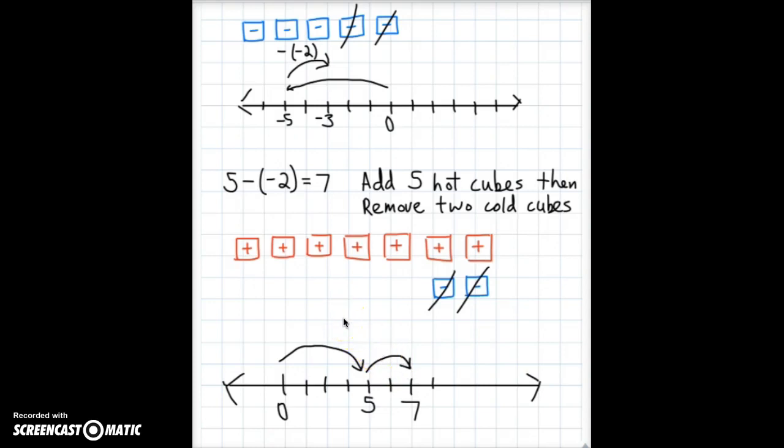Okay, that wraps up that video on understanding addition and subtraction with integers using a temperature cube diagram and a number line.